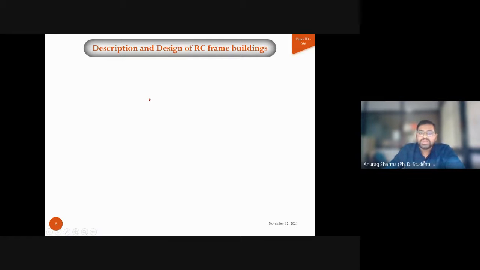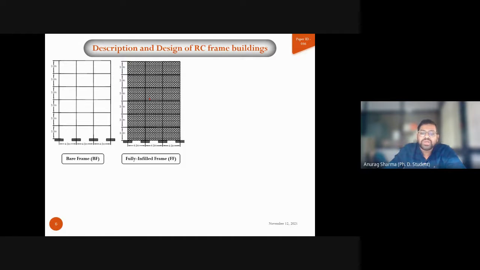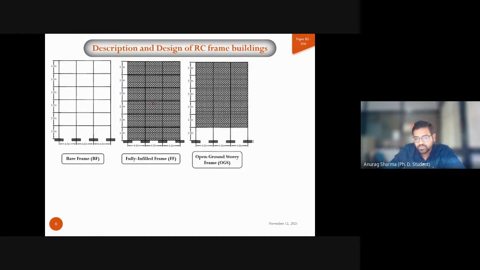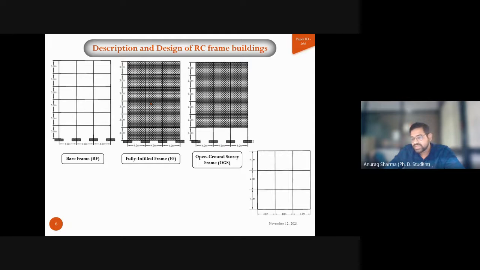In this slide, we'll discuss the description and design of RC frame buildings. If you look, we have taken three different plans, bare frame, fully infilled frame, and open ground story frame, which have the same plan area of 12 meter by 12 meter, with three bays in the X direction and three bays in the Y direction, with a length of 4 meter each.